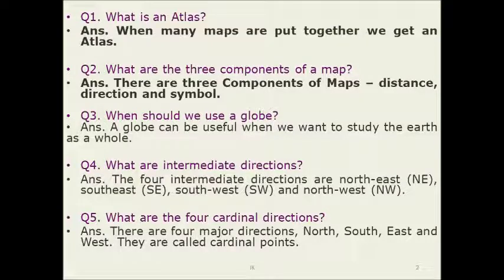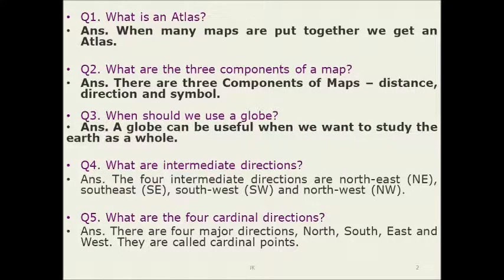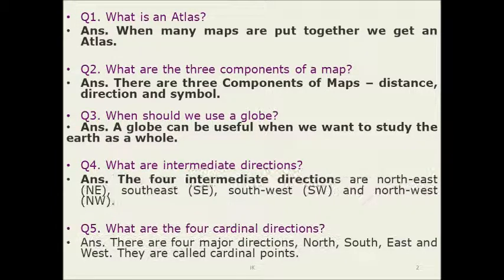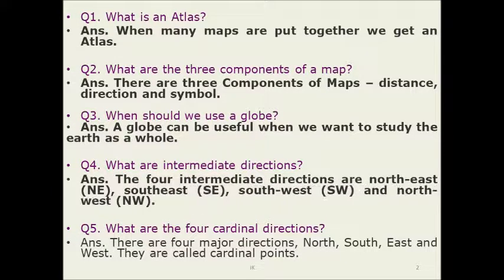Question number 3. When should we use a globe? Answer. A globe can be useful when we want to study the earth as a whole. Question number 4. What are intermediate direction? Answer. The four intermediate direction are northeast, southeast, southwest, and northwest.